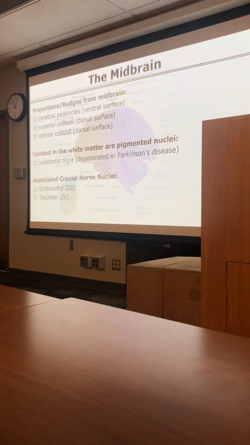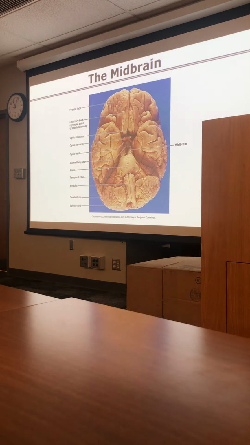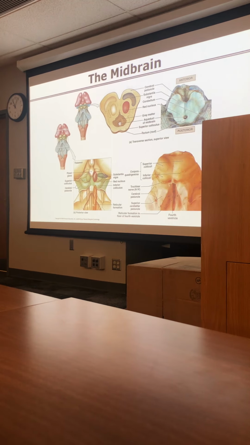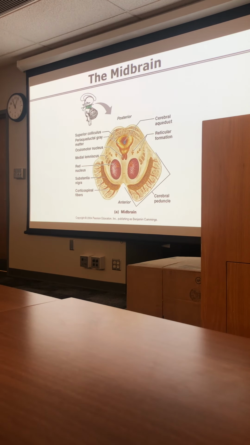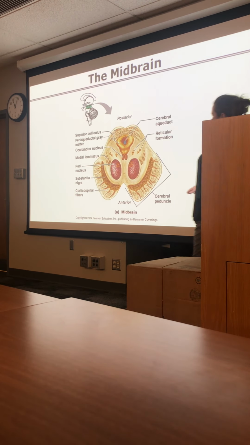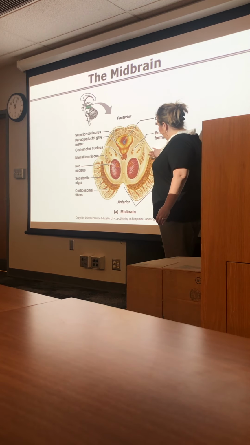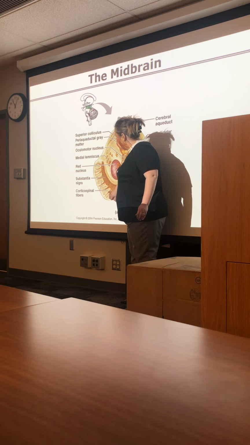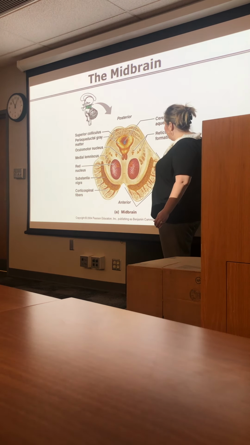We also have associated with the midbrain the substantia nigra, which we've already talked about before. The substantia nigra is what degenerates in Parkinson's disease. If we go into the midbrain, this is going to be anterior, this is going to be posterior. Here is the cerebral peduncle. And the first portion of the cerebral peduncle are those corticospinal tracts that we talked about.